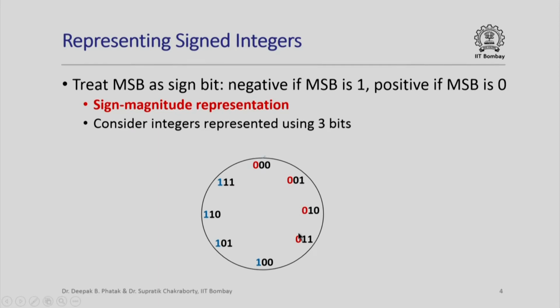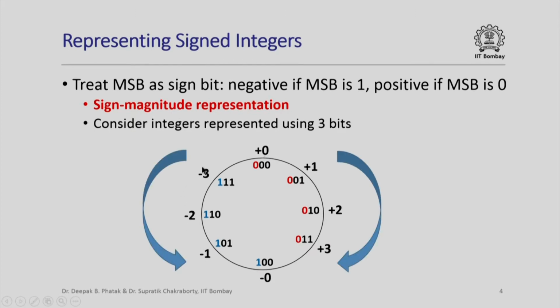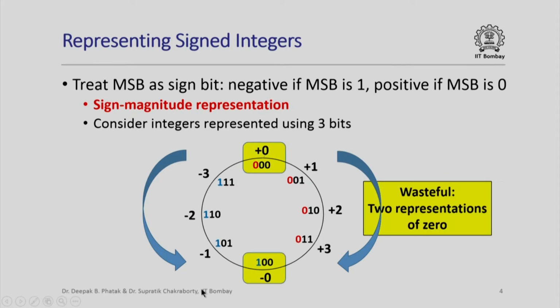So here are the MSB 0 representations, here are the MSB 1 representations, and in the sign magnitude the MSB just gives you the sign, the rest of it gives you the magnitude. So we have seen that this corresponds to plus 0, plus 1, plus 2, plus 3, and then minus 0, minus 1, minus 2, minus 3. We have also seen that this basically corresponds to 2 increasing directions, one in this way and the other in this way. It also gives rise to this wasteful representation where we have 2 representations of 0.